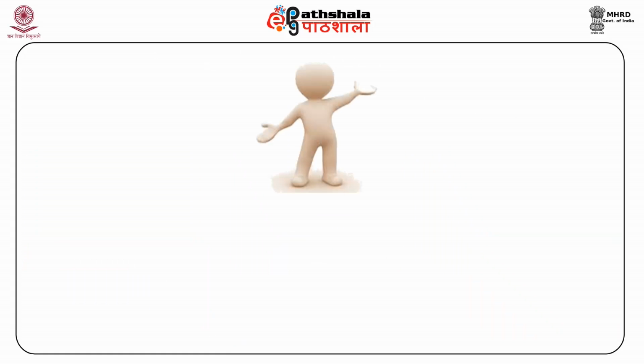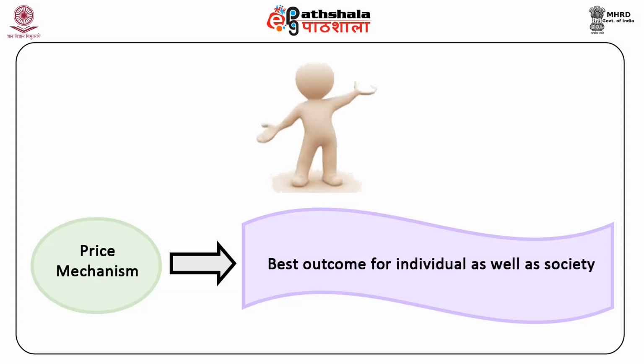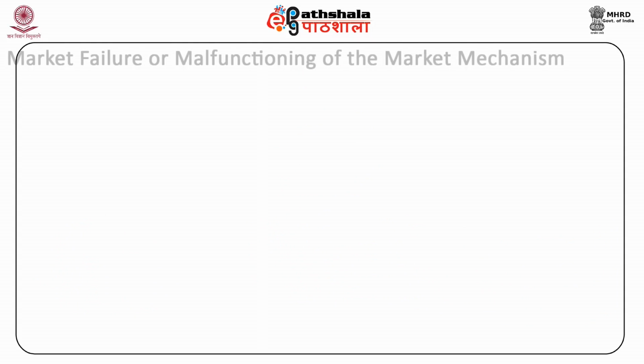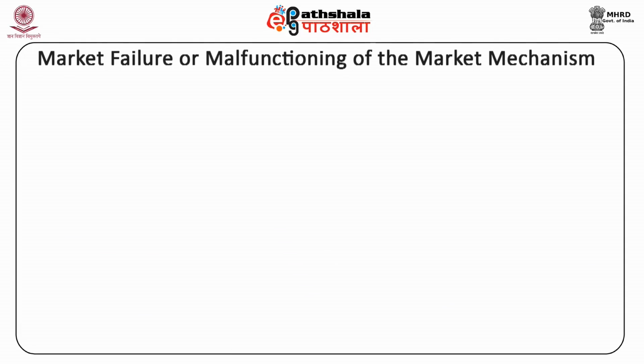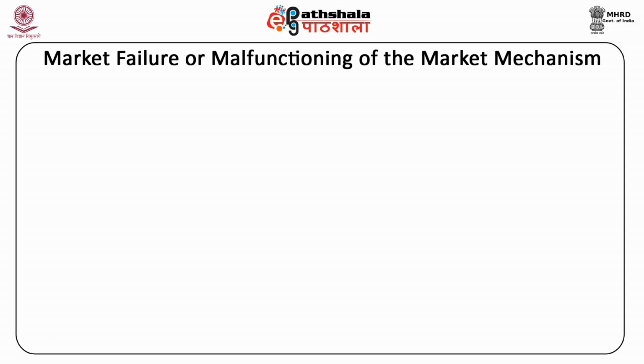We will now study about the market mechanism or price mechanism and the social welfare. The price mechanism is supposed to lead to the best outcome for the individual as well as the society. We will move ahead and talk about market failure or malfunctioning of the market mechanism or the price mechanism. The market mechanism can, however, fail and create chaos under circumstances like the following.